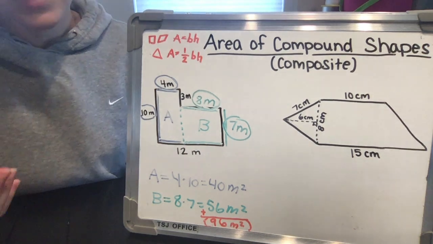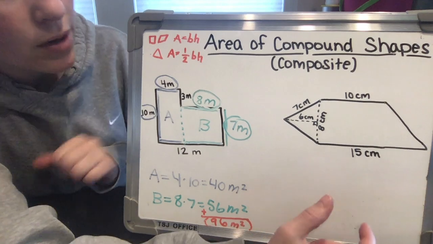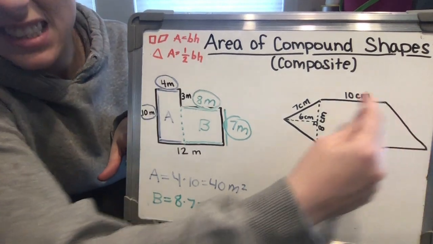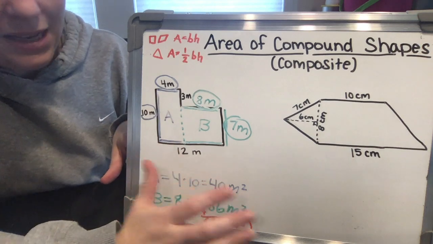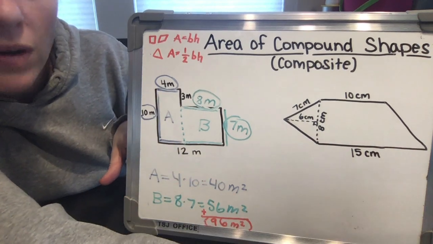Okay, we're going to do the same thing for the other shape. So if you notice, we've got some different slanted sides. So this one we had two nice rectangles. It was pretty simple and easy. This one we're going to have a few more steps to do.